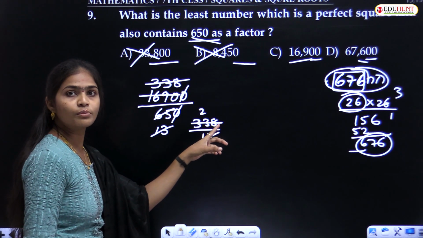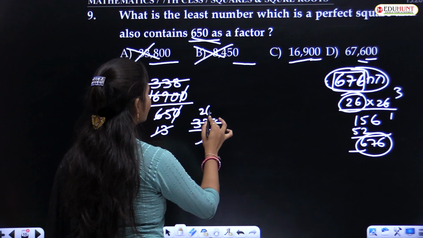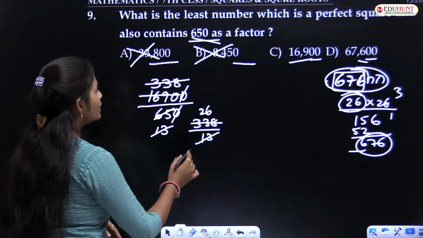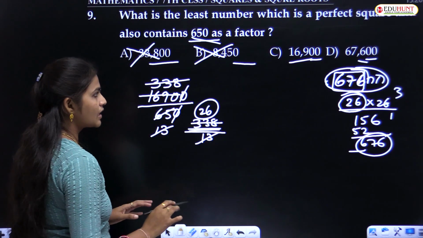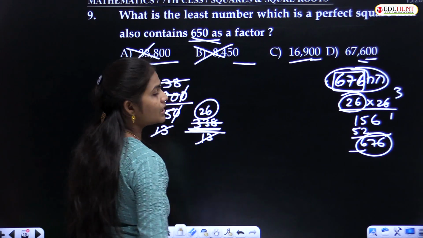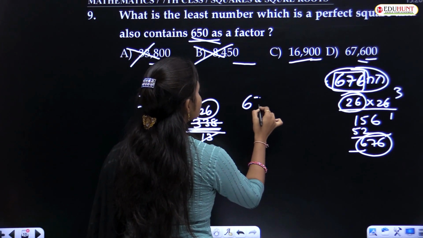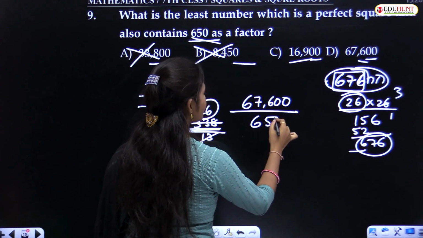So 13 into how much is equal to 78? 13 into 6 is equal to 78. So here, is it clear or not? Okay, so 13 into 26 is equal to 338. Clear. So this is a factor for that 16,900. Now what about that 67,600? Here, is 650 a factor or not?